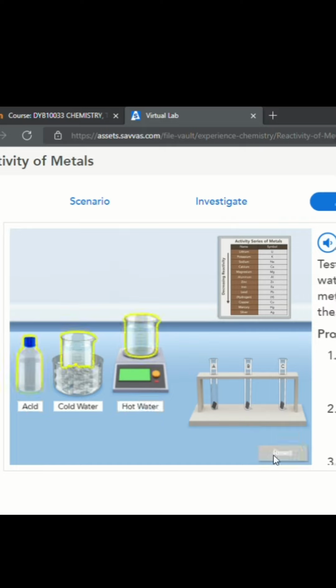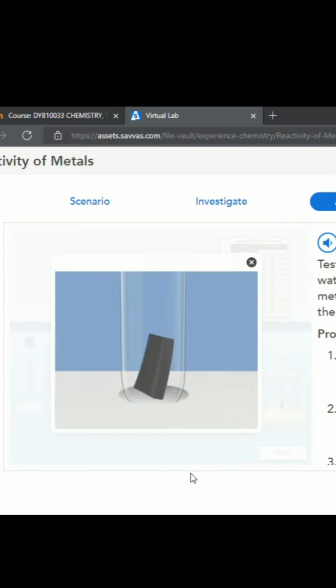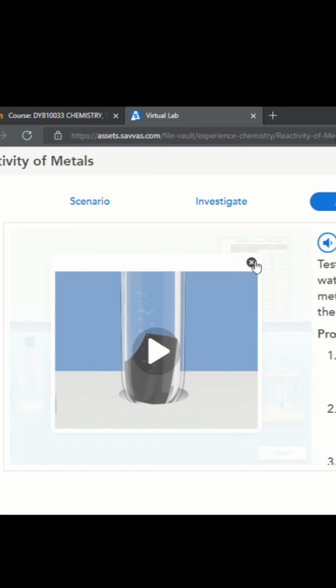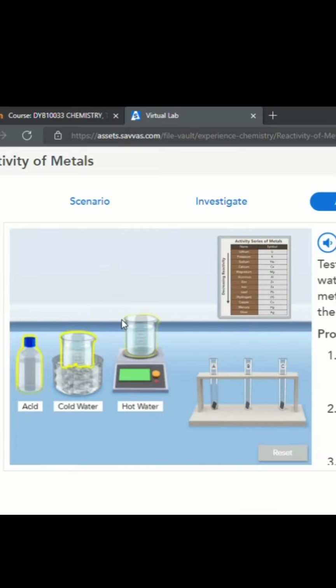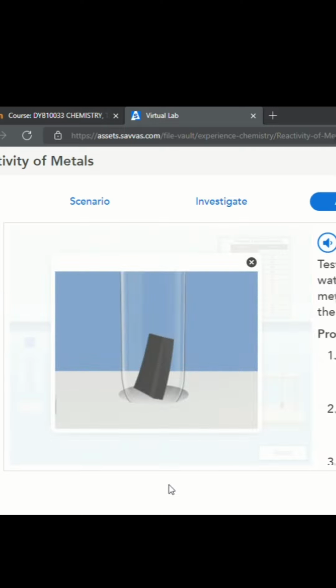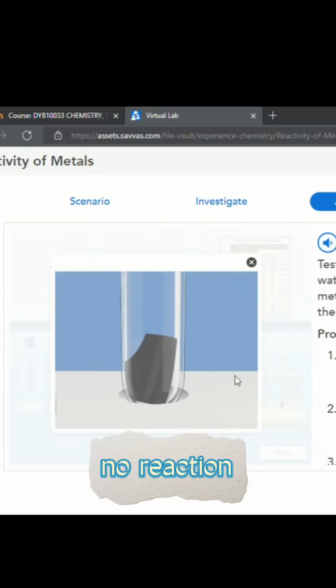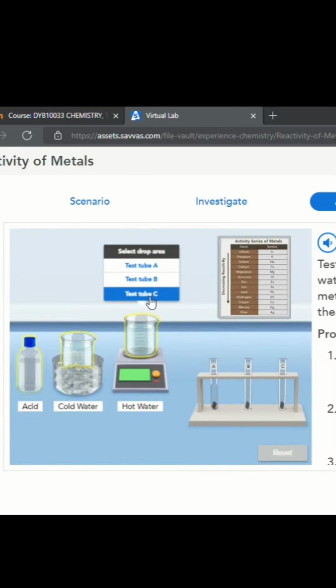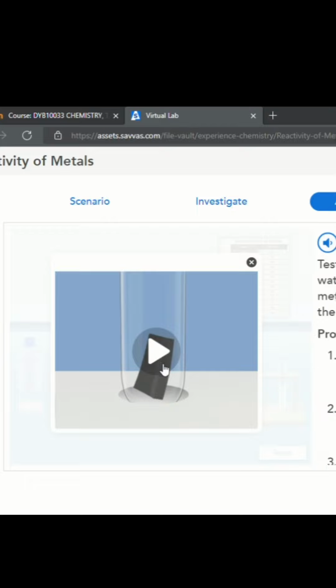And the last reaction is with hot water. We are going to test with test tube A. As for unknown A, it reacts weakly because a few bubbles were formed. And next, we're going to try test tube B. There is no reaction for test tube B. And the last one is unknown metal C. Metal C reacts vigorously because bubbles were formed.